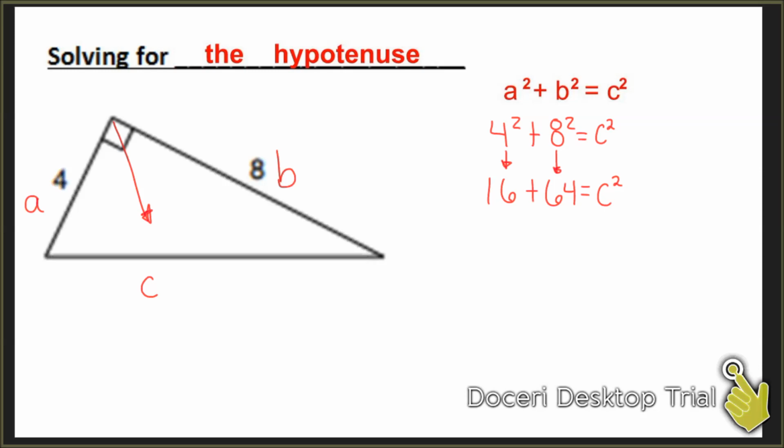Our next step is just to combine like terms. So we're going to combine our 16 and our 64. We're going to add 16 plus 64. I'm going to give you a second. Go ahead and do that. And 16 plus 64 gives me 80. So I'm at 80 equals c squared. We're getting closer and closer to getting c by itself, but we're not quite there.